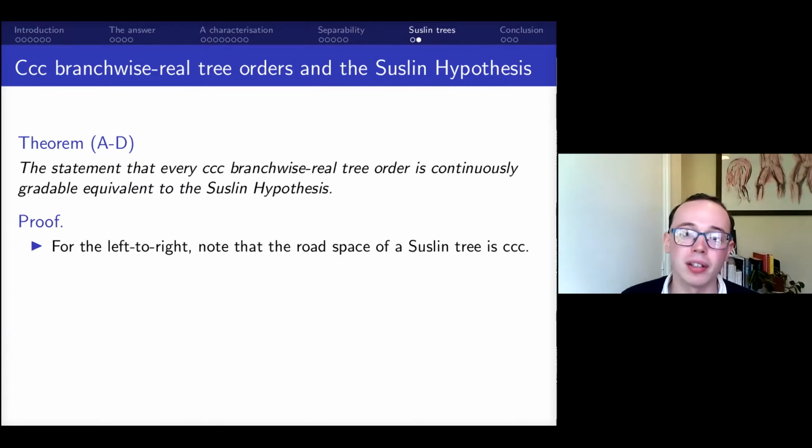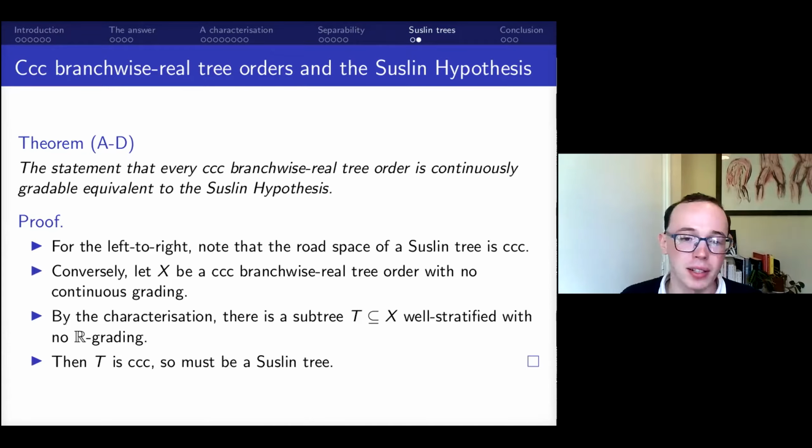For the left to right, note that if we assume that we have a Suslin tree, then we can take its road space, and its road space is going to be a branchwise-real tree order. It's not going to be continuously gradable because Suslin trees never have R gradings, but it is going to be CCC.